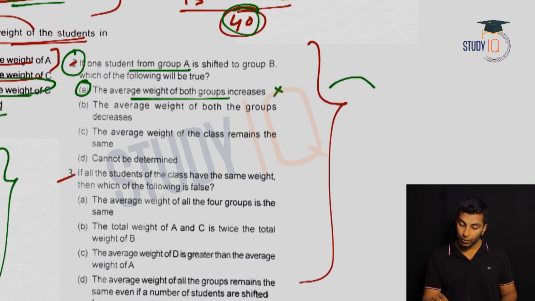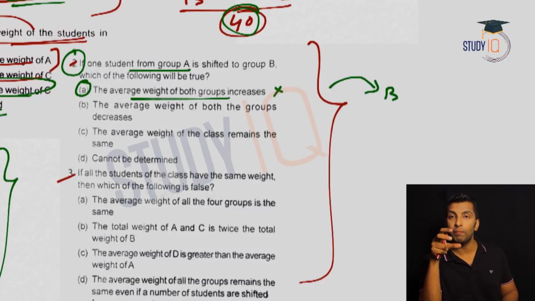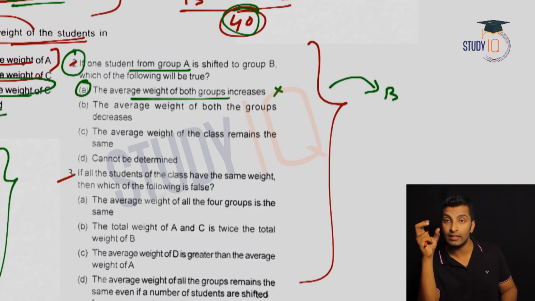See, he is shifted to B. One person from A is shifted to B. Now let's suppose this person has very less weight. Even if you take B's average, which is greater than the weight of this person, when this person is added, the average weight of B will come down.